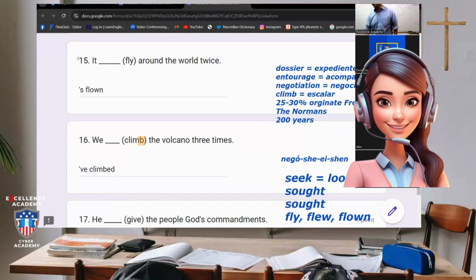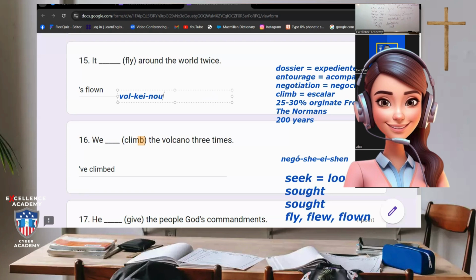Now with volcano, you got to watch out with this one. Let me give you a tip with volcano. You're going to say vol, like Voltron. Everybody say vol. Now you're going to say cano. That's right. Volcano. Everybody write it down. Write it down.